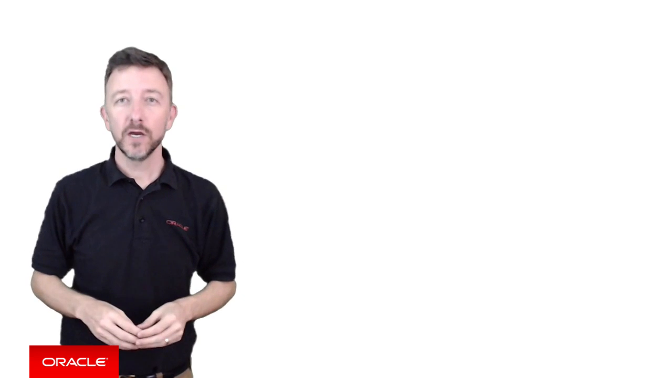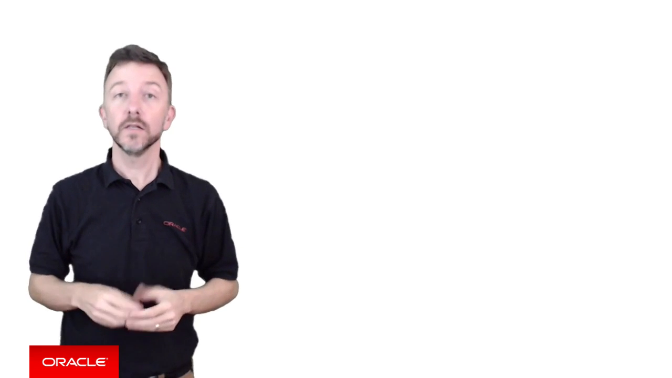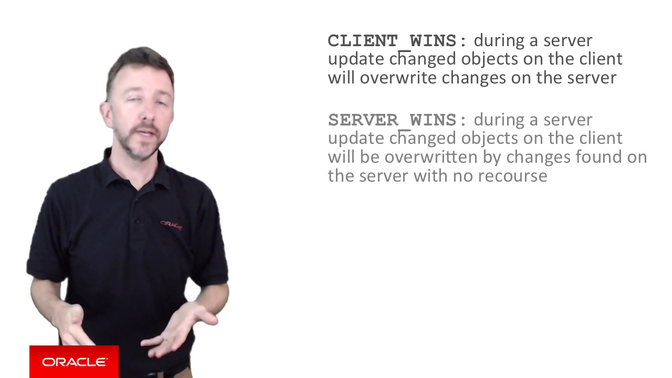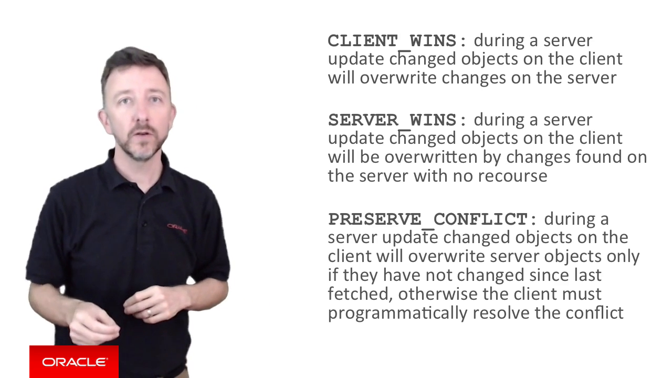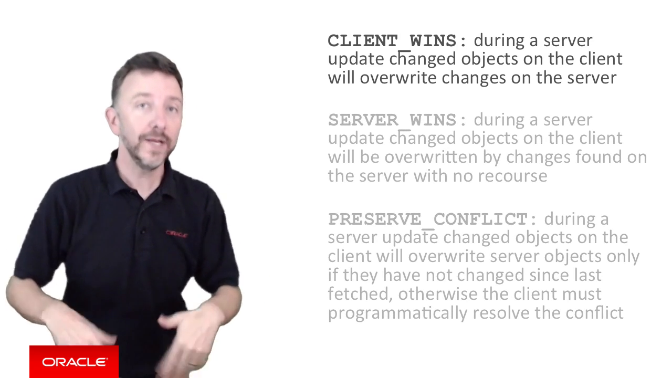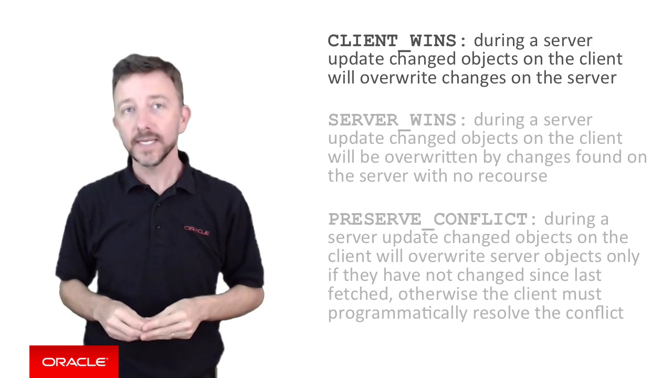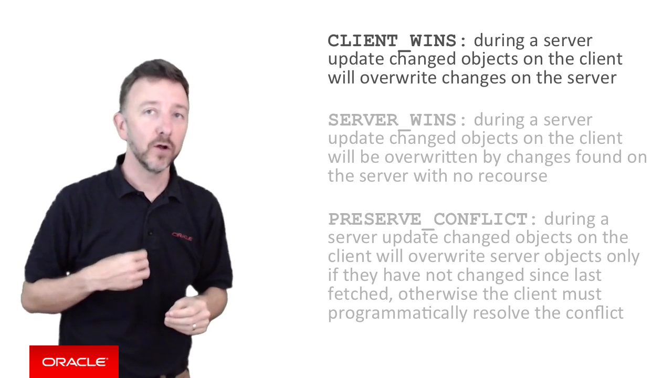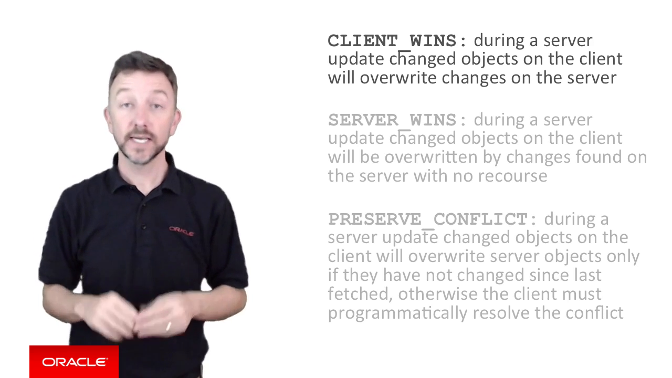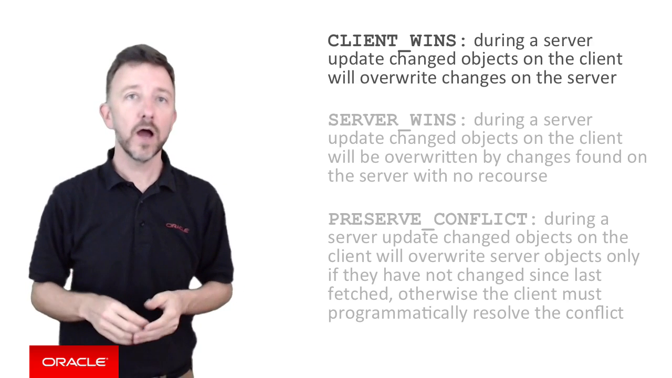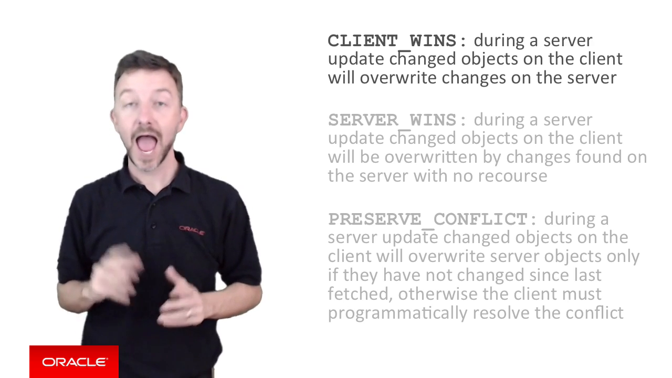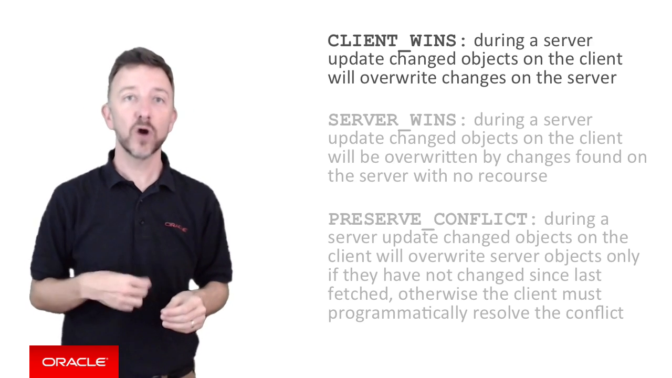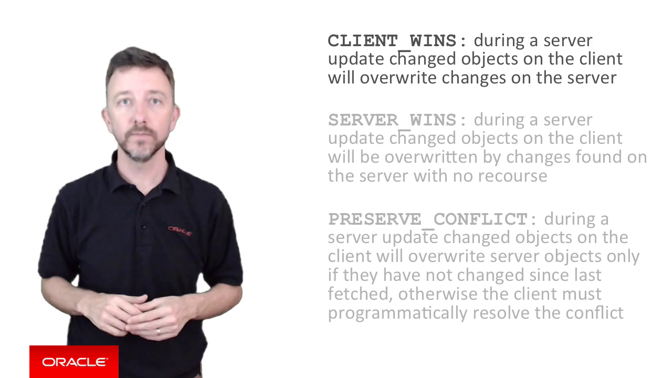In the previous episode, we described the three options the client SDK has for resolving conflicts: client wins, server wins, and preserve conflict. As the focus of this episode, we also noted that the client wins option states that when the client sends an updated object to the server, if the server detects a conflict, the client will expect its updated object to override the server's updated object, and the client SDK will retain its copy of the object going forward.